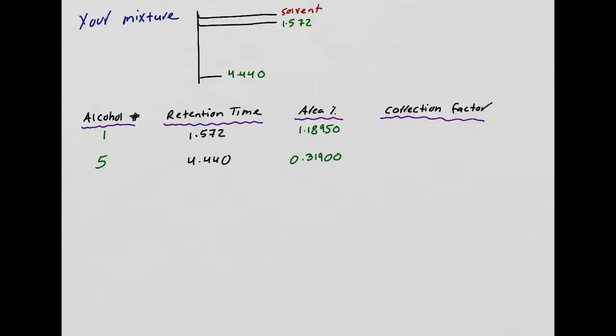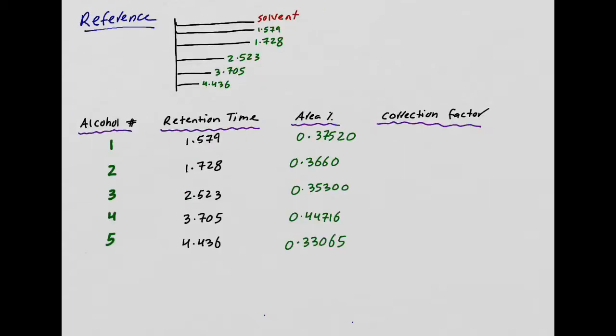Okay. All right. Again, every time you change a little bit, GC is very sensitive, your values might change a little bit. So I know that my mixture has alcohol number 1 and alcohol number 5 because those are the two retention times that matched up pretty nicely. And one more time, these are the 5 possible unknowns, and you have 2 of these. And we know we have alcohol 1 and we have alcohol number 5.